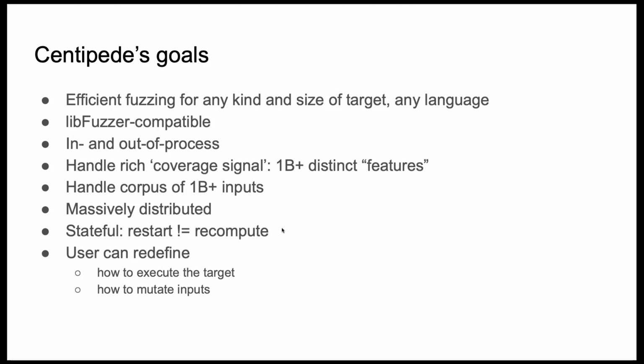And probably the final goal is flexibility of what you fuzz and what the inputs are. This requires us to allow the user to redefine what it means to execute your thing and what it means to mutate your input. This is roughly what all modern targets support anyway.